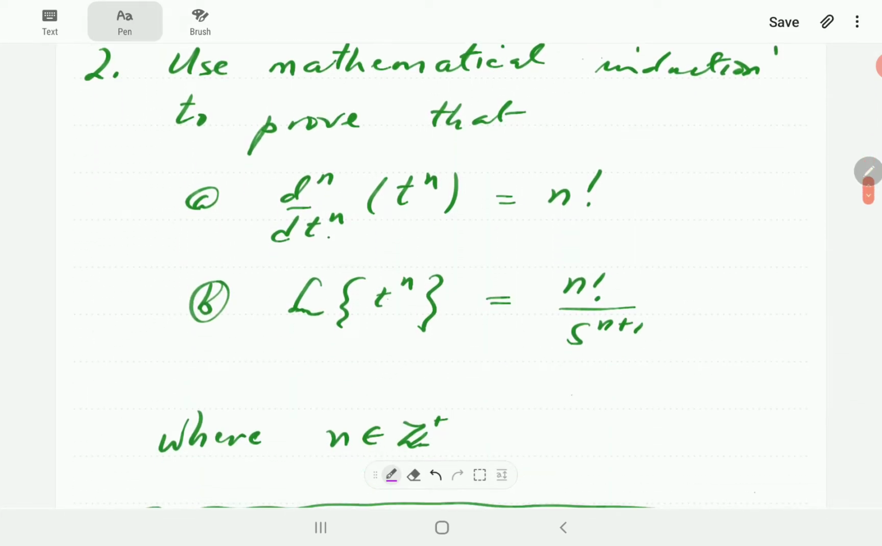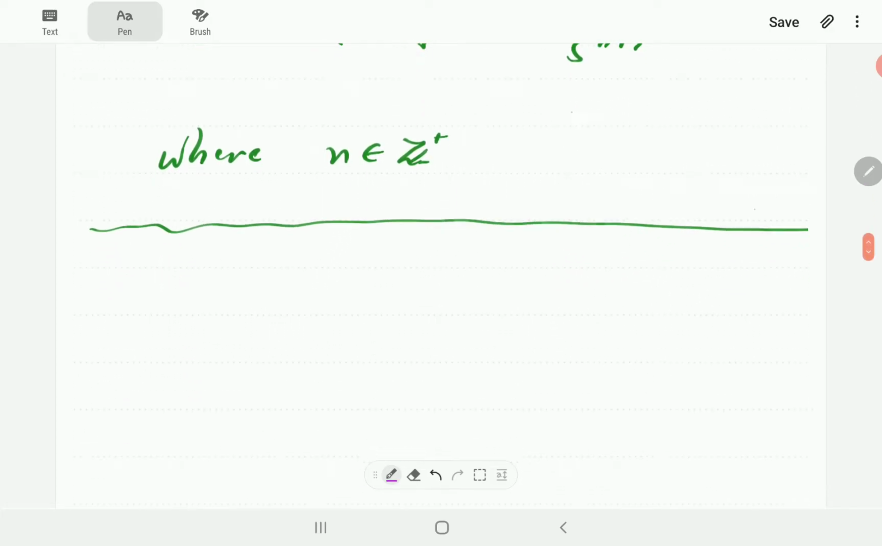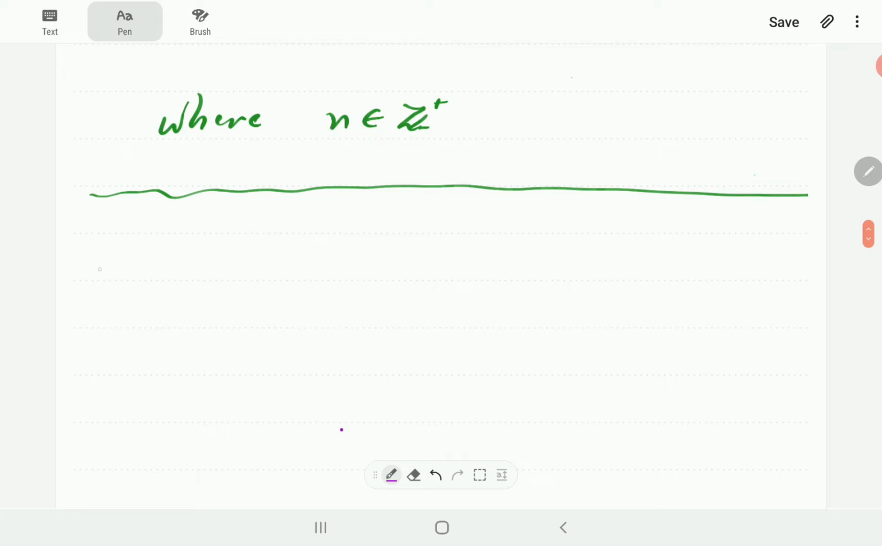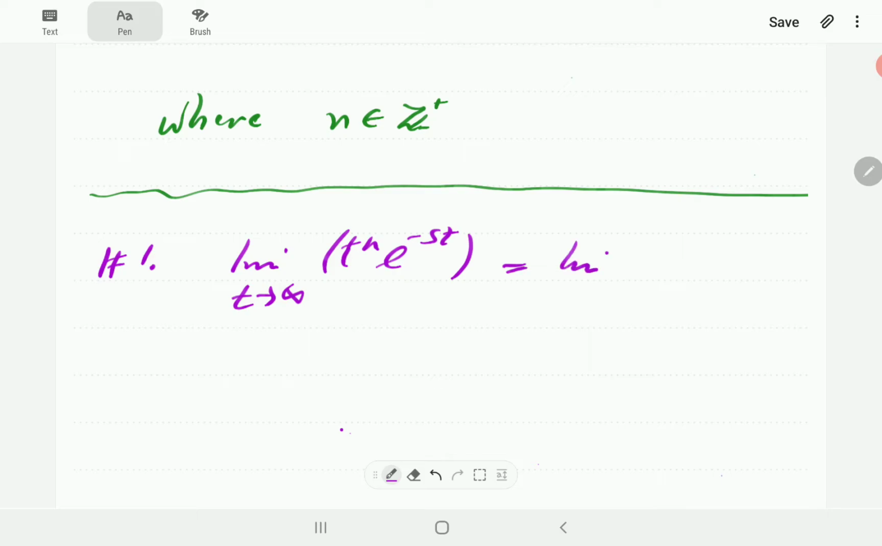In number 2, we're going to prove that the nth order derivative of t to the n is n factorial. And then from there, we are going to show that the Laplace transform of t to the n is actually n factorial over s to the n plus 1. In all cases, n is a positive integer. So for the first one, we've got the limit as t goes to infinity of t to the power n e to the minus st. So again, n is a positive integer.